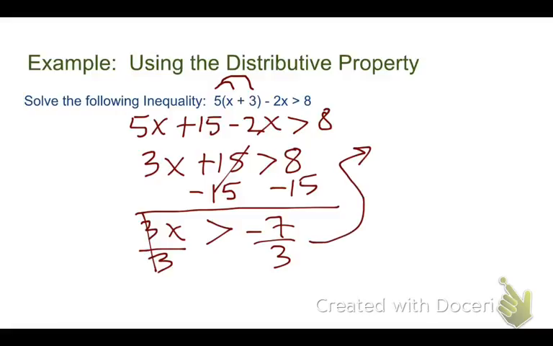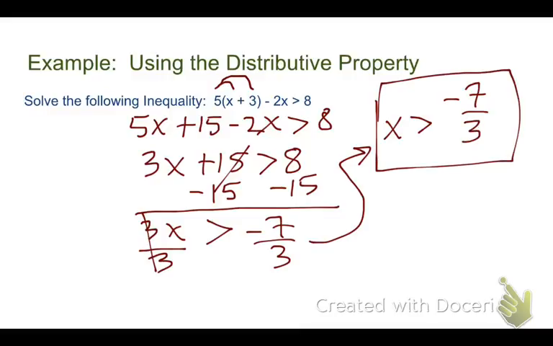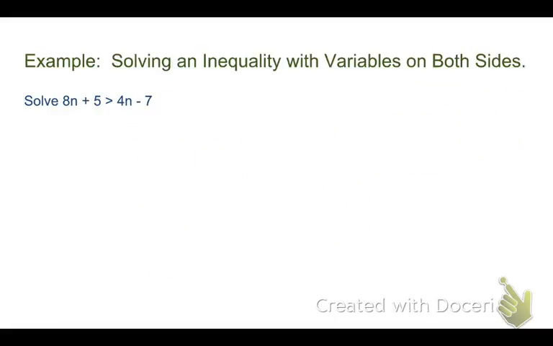Move our solution up to the right, and I get x is greater than -7 divided by 3. And for the purposes of our algebraic work, an improper fraction is exactly what we want. In this case, we have variables on both sides, so we'll be solving an inequality with the variables on both sides. My goal, of course, is to get the variable by itself on one side of the inequality and the constant on the other.